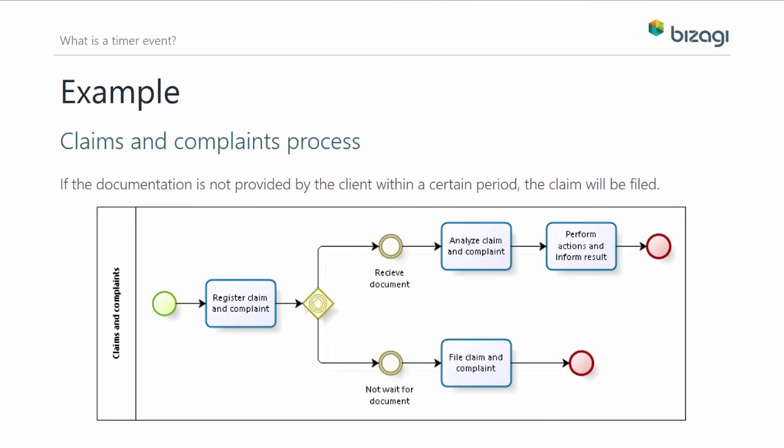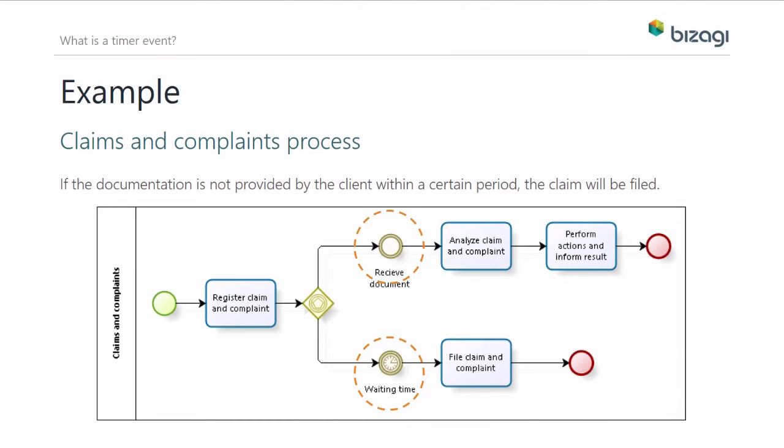After a period, if the client does not present the documentation, the not wait for documents event can be activated, and then the claim or complaint will be filed. However, if the claim or complaint should be filed after a certain time automatically, this model is not appropriate. A Timer Intermediate event in front of an event-based gateway enables modeling the reception of documents to be available for a maximum period of time. If the maximum time is reached, the claim will be filed.